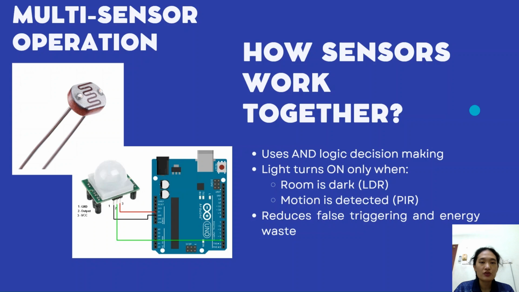In order to improve system reliability, both sensors are used together. The system applies an AND logic, meaning the light will only turn on when the room is dark and human motion is detected at the same time. The LDR alone cannot detect human presence, while the PIR sensor alone cannot determine whether lighting is necessary. By combining both sensors, false triggering is reduced and the system becomes more reliable and accurate.